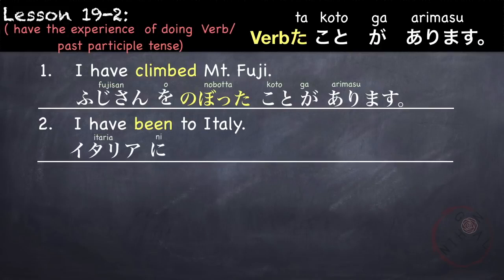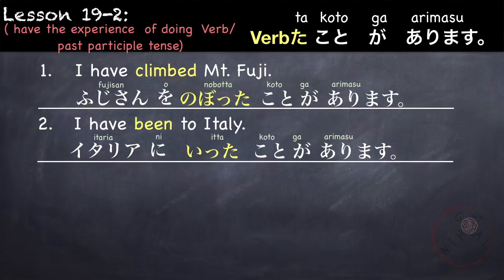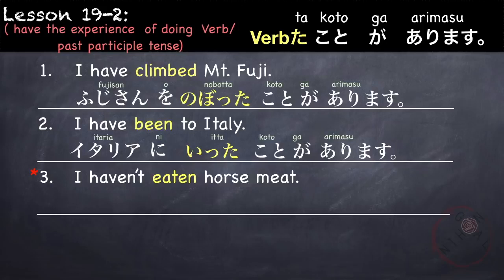Italia ni. Our verb is "been," which is itta, from the verb ikimasu. Italia ni itta koto ga arimasu. Or, I have experience going to Italy, which means I have been to Italy. So next is the negative form of ga arimasu, which is arimasen.